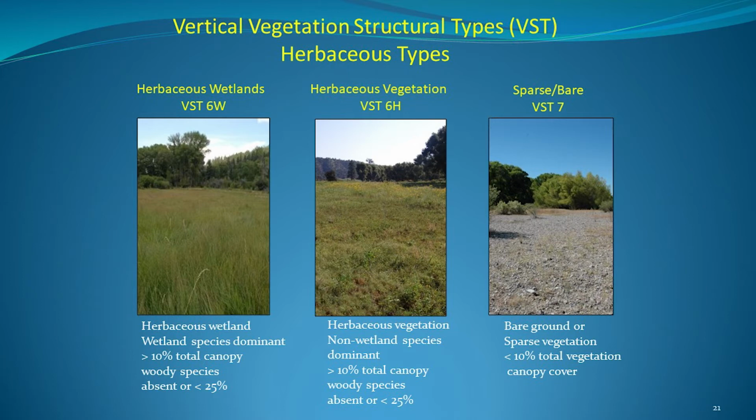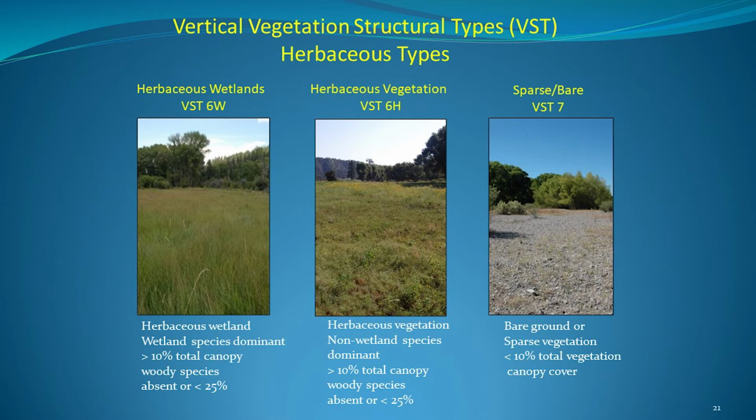That's a VST6H, and that's just any other herbaceous cover that's out there. It could be grasses, it could be tumbleweeds, it's just not wetland obligate. And then the final type, VST7, is for bare ground, which should be obvious. And the rule here, you'll notice it's 10% instead of 25%. So for all the woodies, you need to have 25% cover to move into a woody category. For the herbaceous, you don't call it bare ground until it has less than 10% total cover of anything.